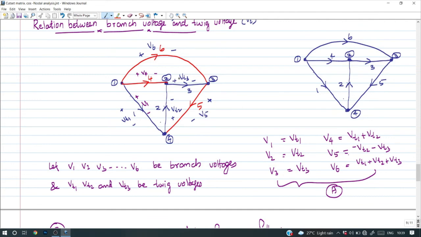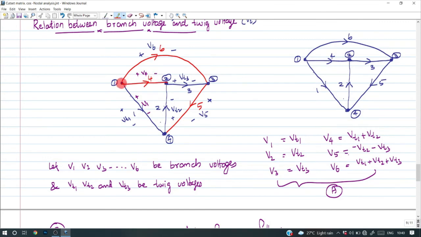So what is V1? Branch voltage V1 is nothing but this tick voltage itself. So V1 is equal to Vt1. Similarly, Vt2 is nothing but V2 itself. V2 is equal to Vt2. V3 is equal to Vt3. And what is V4? Actually, V4 is V12.